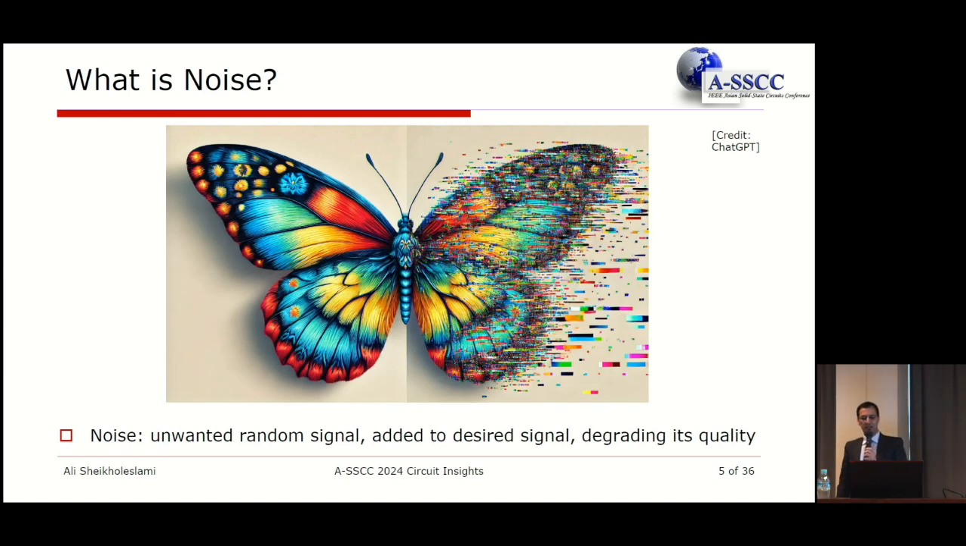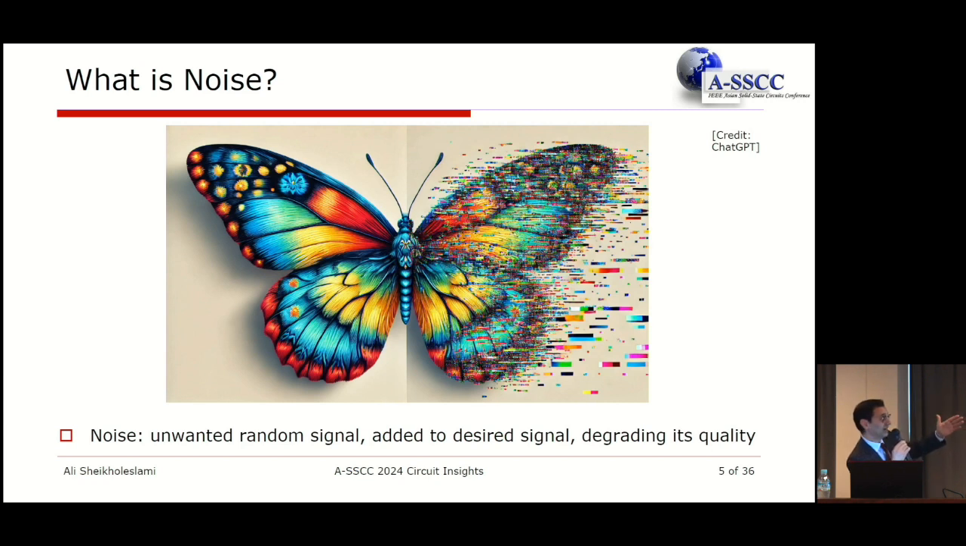So I asked ChatGPT to create an image of a butterfly where the left half is intact and the right half is contaminated by noise. And this was the first attempt. In fact, ChatGPT did a great job. And as you can see, the left half is exactly the picture of a butterfly as you expect.